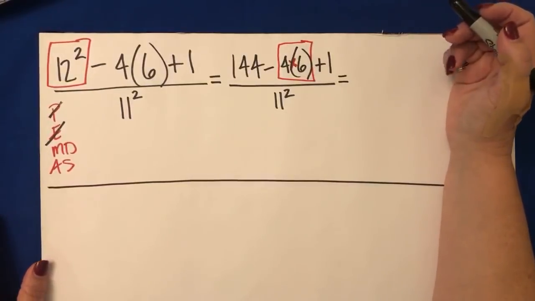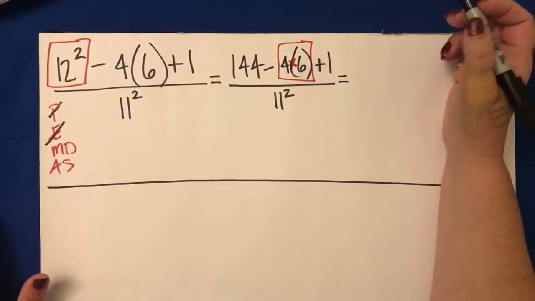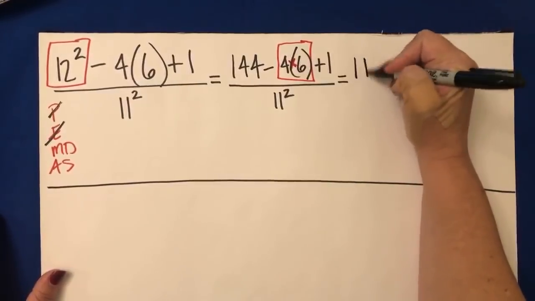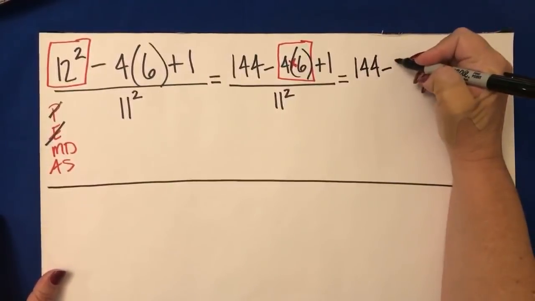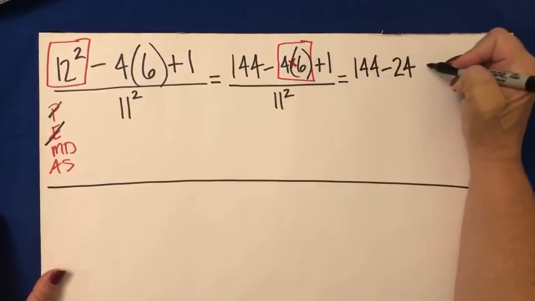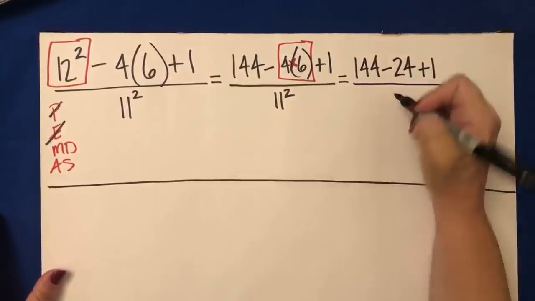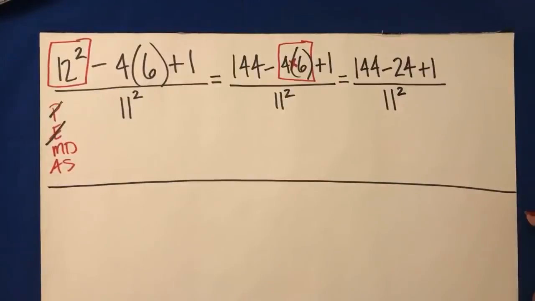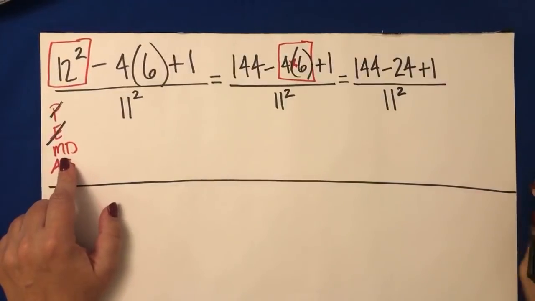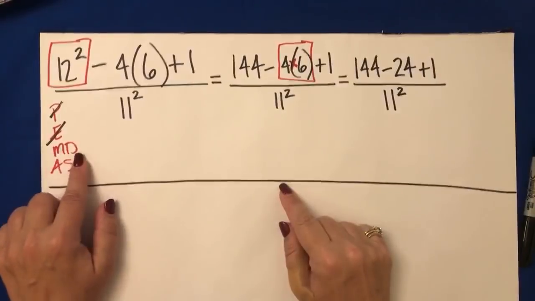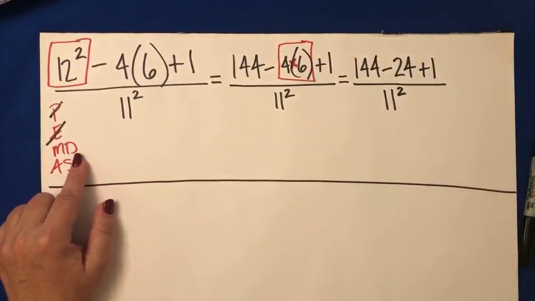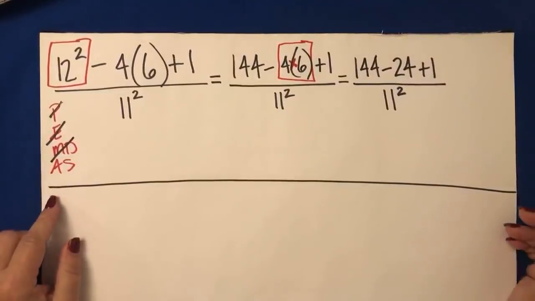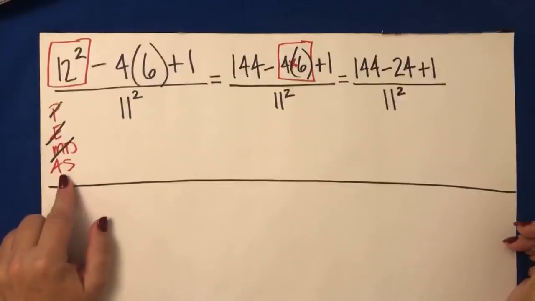Anybody know what 4 times 6 is equal to? I see 24 once. Do you agree with 24? There it is twice. Okay, so I'm going to go ahead and copy what's in front of my rectangle and then put the 24 right here to replace this, plus the 1, and all of that is still over the 11 squared. All right, so I'm just going to check and see, are there any more multiplication or division symbols? I don't see any here, so we can go ahead and cross this step out. Okay, good job. Now we're ready for the last step.